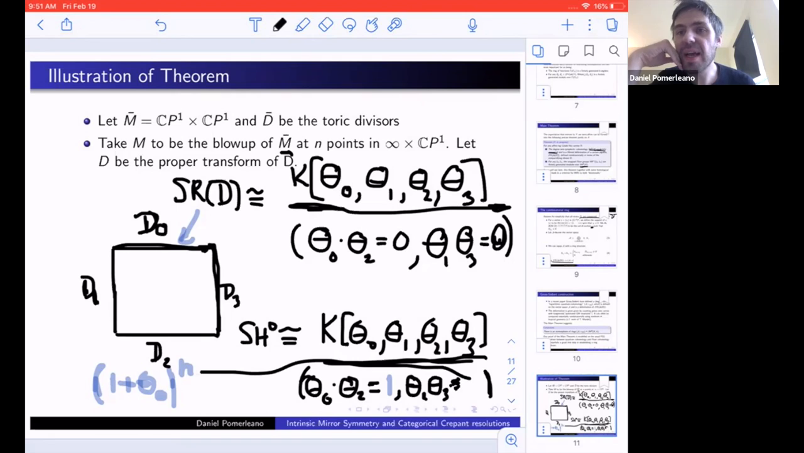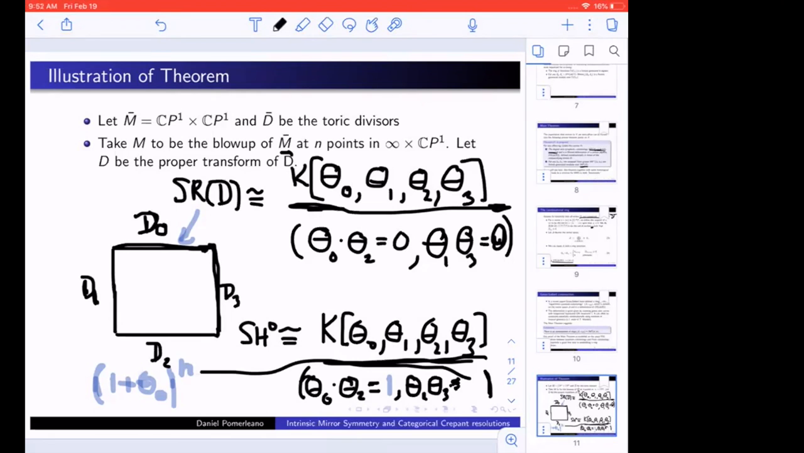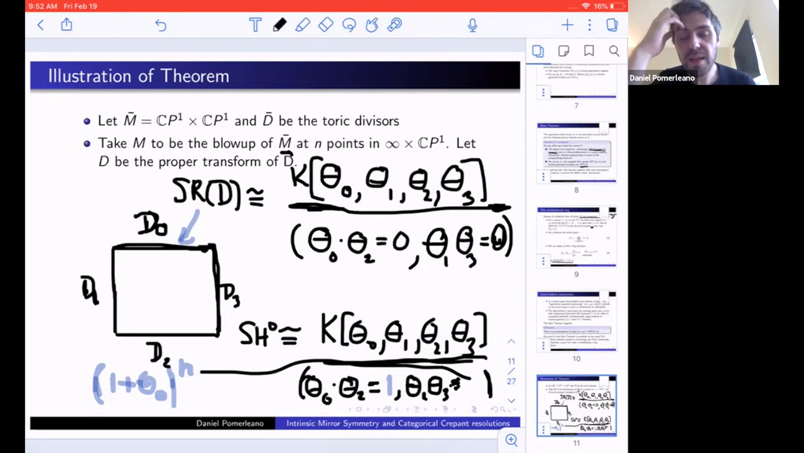Yes? There's a question? Hello? Yeah. This looks like the quantum homology ring of CP1 times CP1, no? It's generated by the four divisors, and it's modded out by the Stanley-Reisner ideal and something else that I forget.